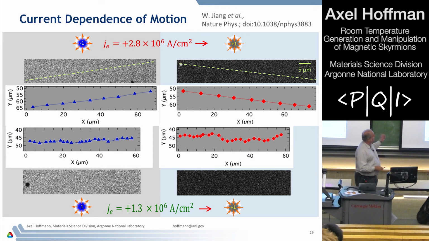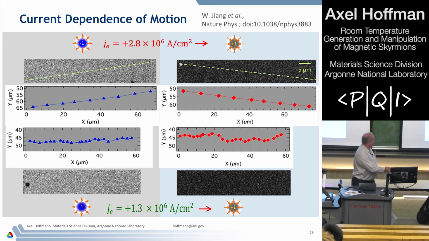Now, in these movies, they look like stop-action movies because that's what they are. We have current pulses, so you always see the before and after position. You don't see the skyrmion during the motion. But if we analyze these movies, we see that the motion is actually very well defined. We get equally spaced steps in the x and y direction.